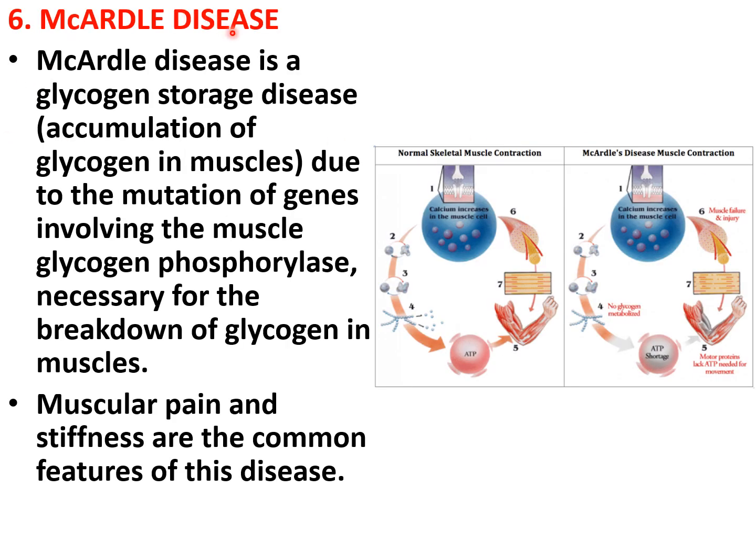Then McArdle's disease. McArdle disease is a glycogen storage disease, meaning the accumulation of glycogen in the muscles due to mutation of the gene involving the muscle glycogen phosphorylase. Then what is the function of the glycogen phosphorylase? That is necessary for the breakdown of glycogen in the muscles. Muscular pain and stiffness are the common features of this disease.